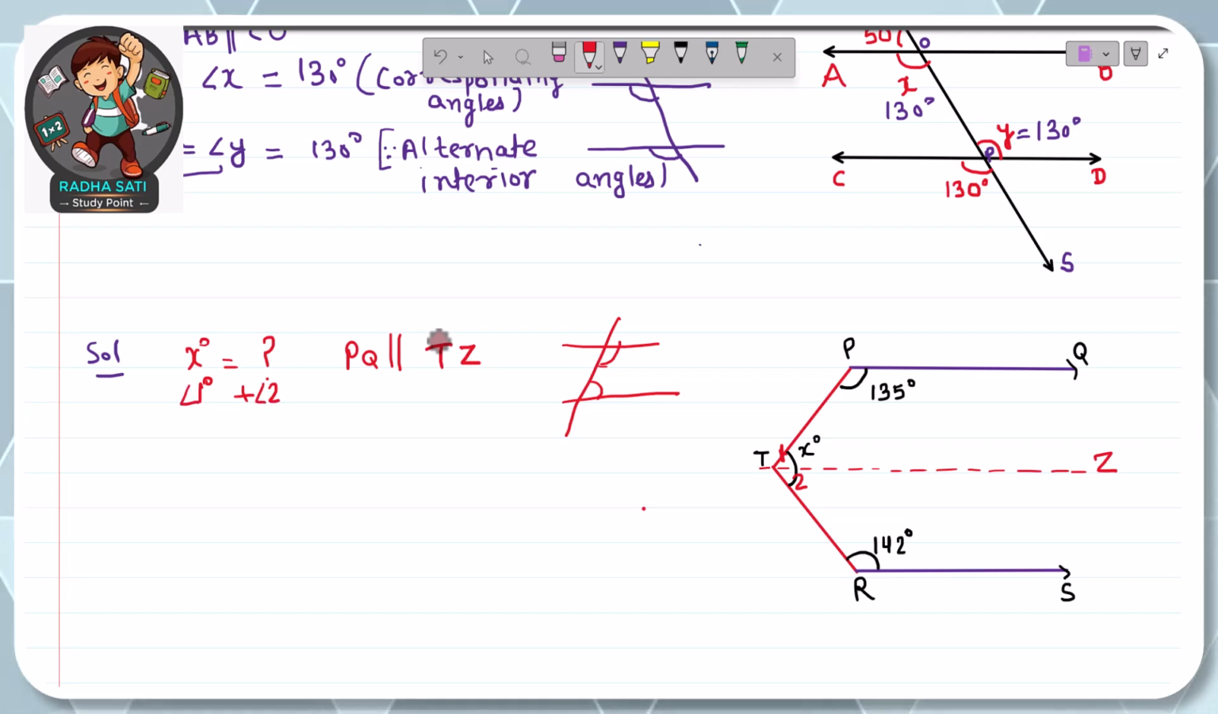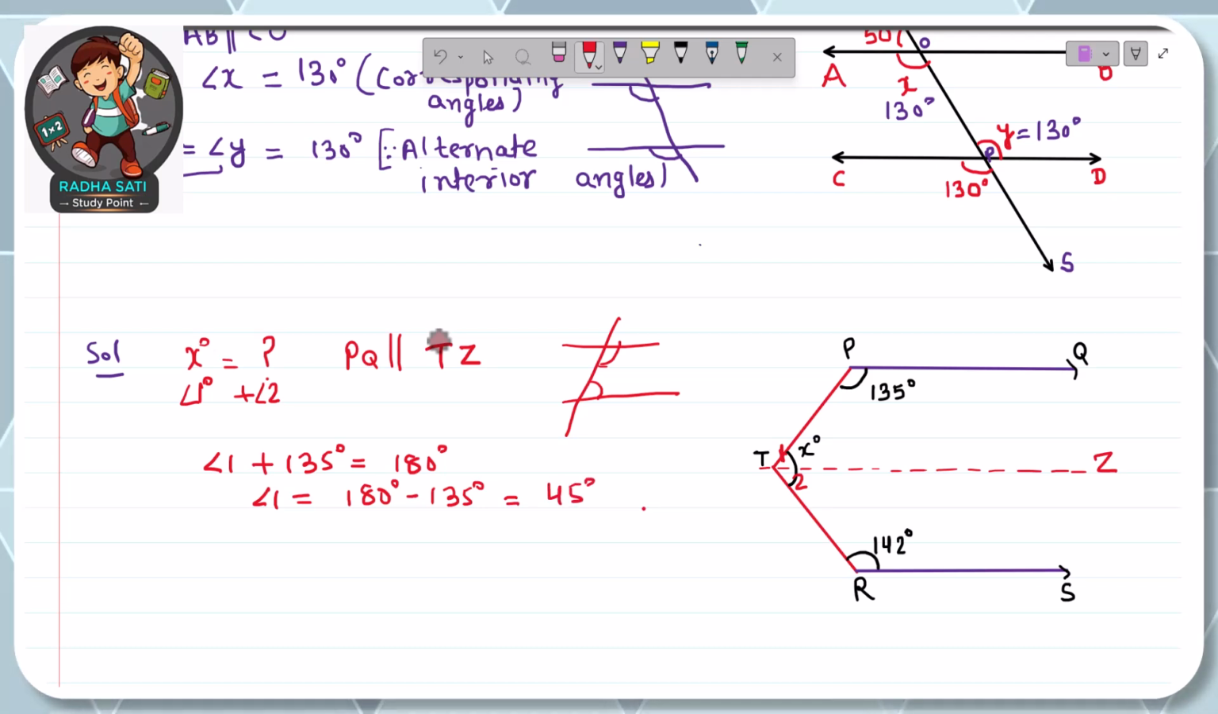So let's start. See. So this 135 degree plus angle 1 will be equal to 180 degree. Why? Because co-interior angles will always be supplementary angles. Supplementary angles means 180 degree. So angle 1 will be equal to 180 degree minus 135, this will go to the right hand side and get subtracted. And when we subtract 135 from 180, we will get 45 degree. Okay, so this angle 1 means angle PTZ will be equal to 45 degree.